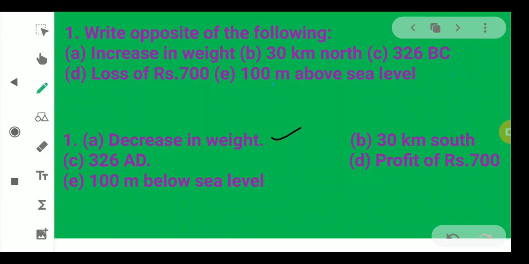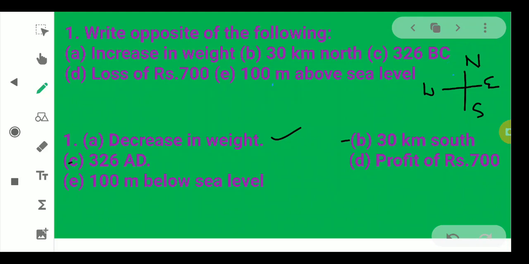Now 30 km north. Now 30 km north we have to see. So if we will see the direction, so if this is east, west, north and south, so we can see opposite of north is south. So we can say 30 km south. Second one, 326 BC. Now opposite of 326 BC, means before Christ, it will be AD. So that is 326 AD.